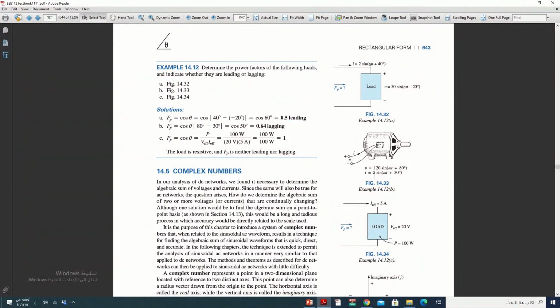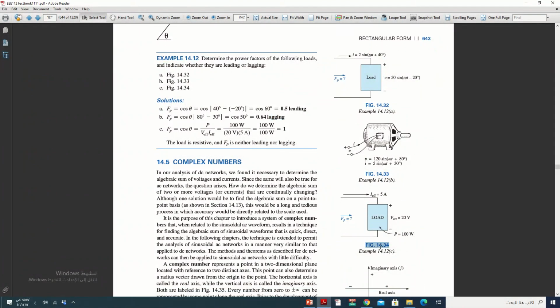Here 14.33, it is 80 degrees for the voltage and 30 degrees for the current. This means the current starts from minus 30 and the voltage from minus 80. This means the current lags the voltage, so it becomes lagging.